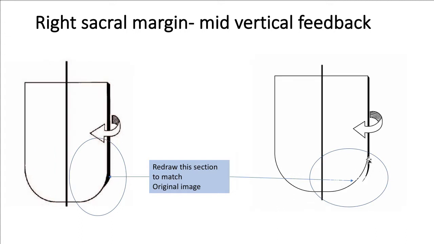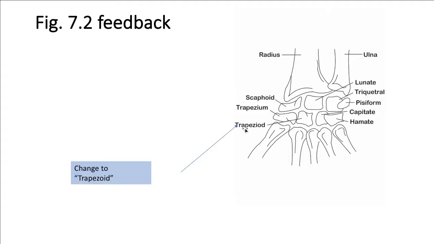Same issue here. Blend in the image so it looks exactly like this. See that? That shaded area blends in. The only issue here is that you guys spelled trapezoid wrong. So it's Z-O-I-D. You guys wrote it as Z-I-O-D. So just fix that, please.